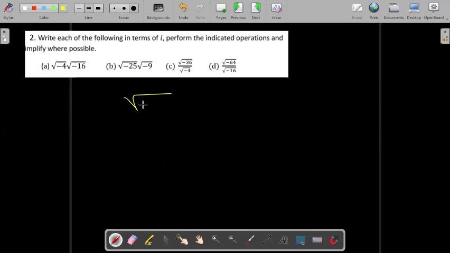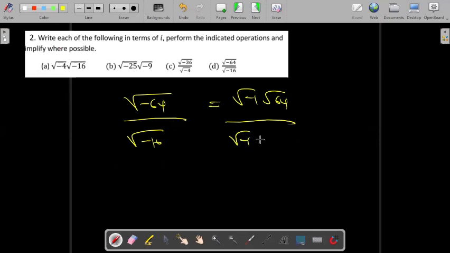All right, so next you have root of -64 over root of -16. Write that as root of -1 times 64 over root of -1 times 16. This here is going to be equal to 8, because 8 by 8 is 64, then you have i. And of course, you just have root of 16, which is 4, then you have i, and of course this simplifies to 2i. So you have that there.